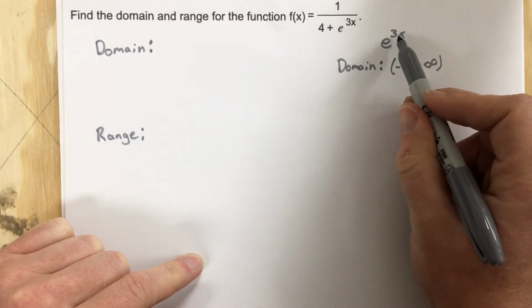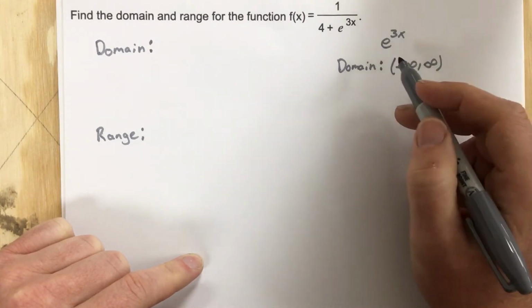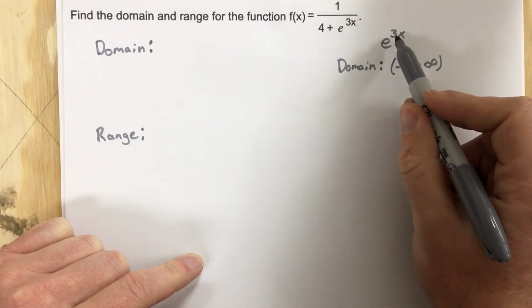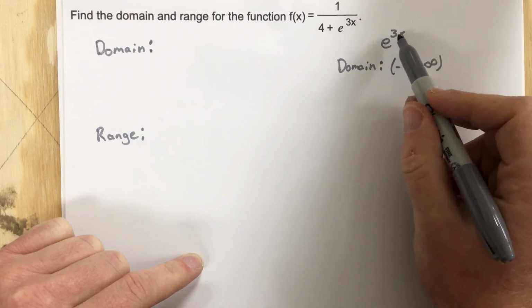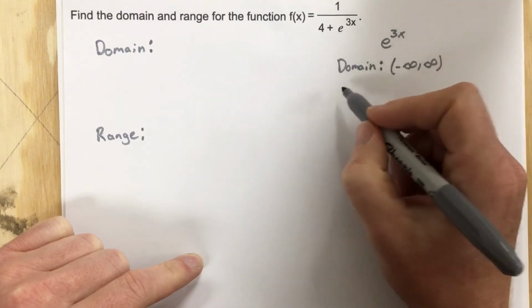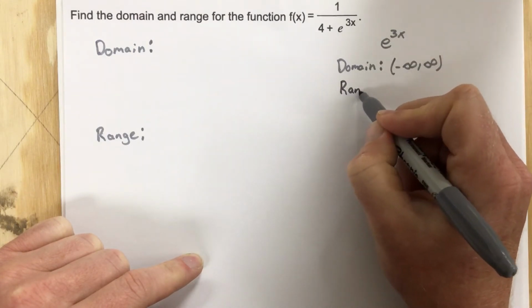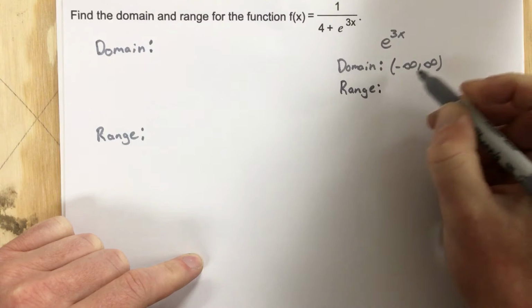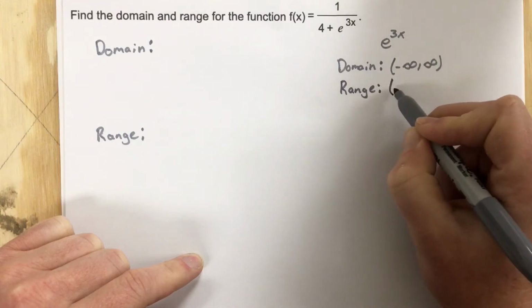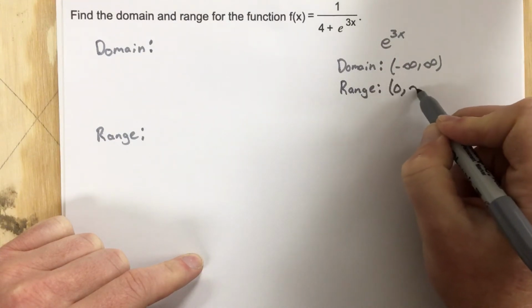If I plug in something like negative 1,000, I get a really, really small fraction, which is close to 0. But if I plug in something close to infinity, I get a really large number. So my range for just e to the 3x is going to be 0, I can't touch it, all the way to infinity.